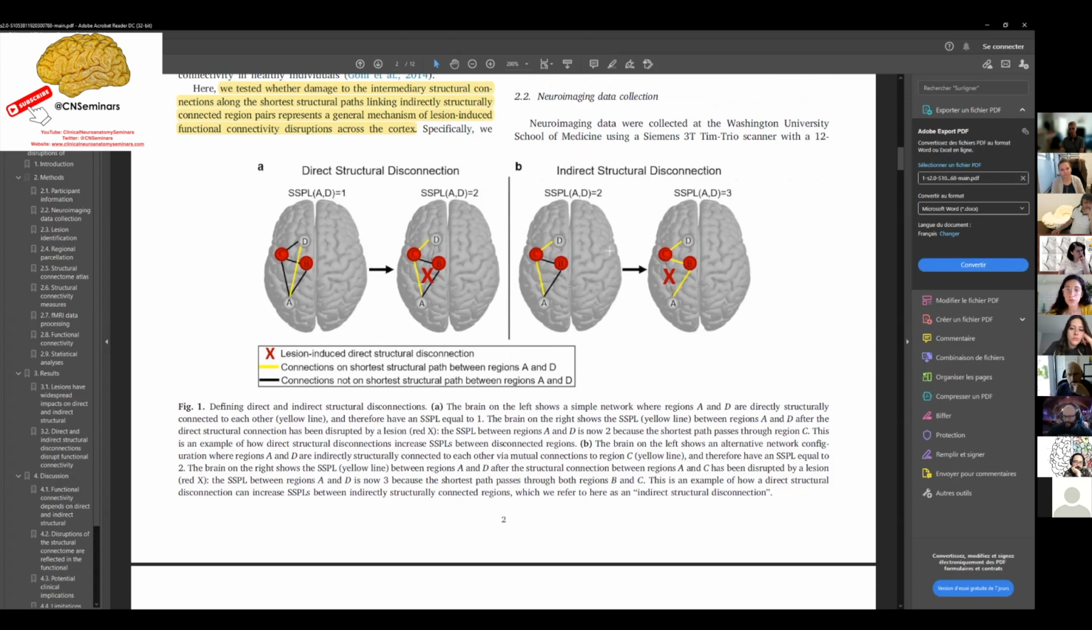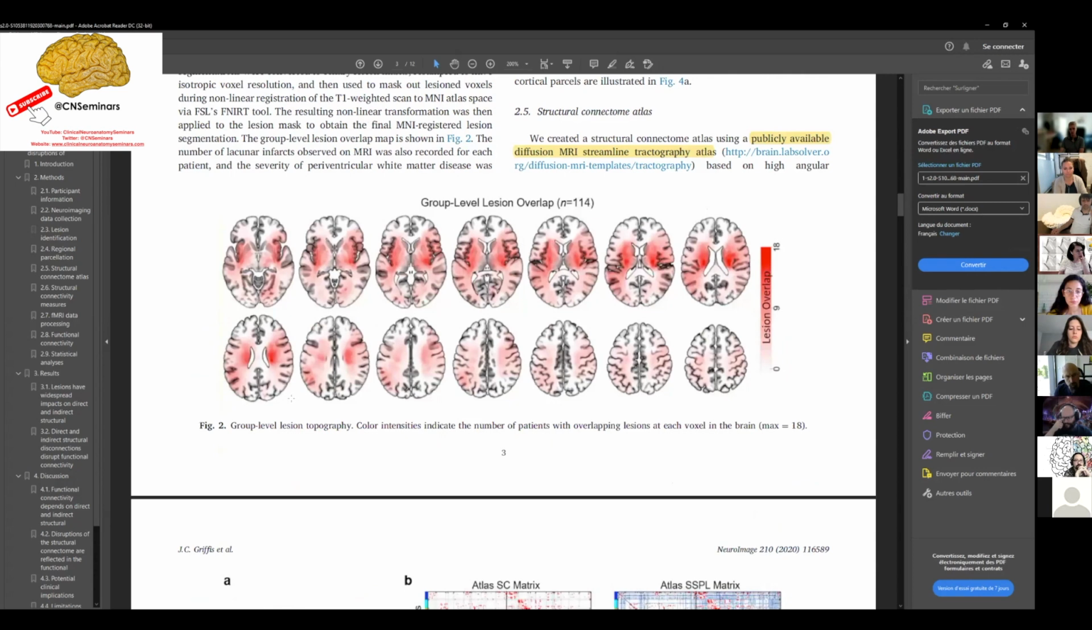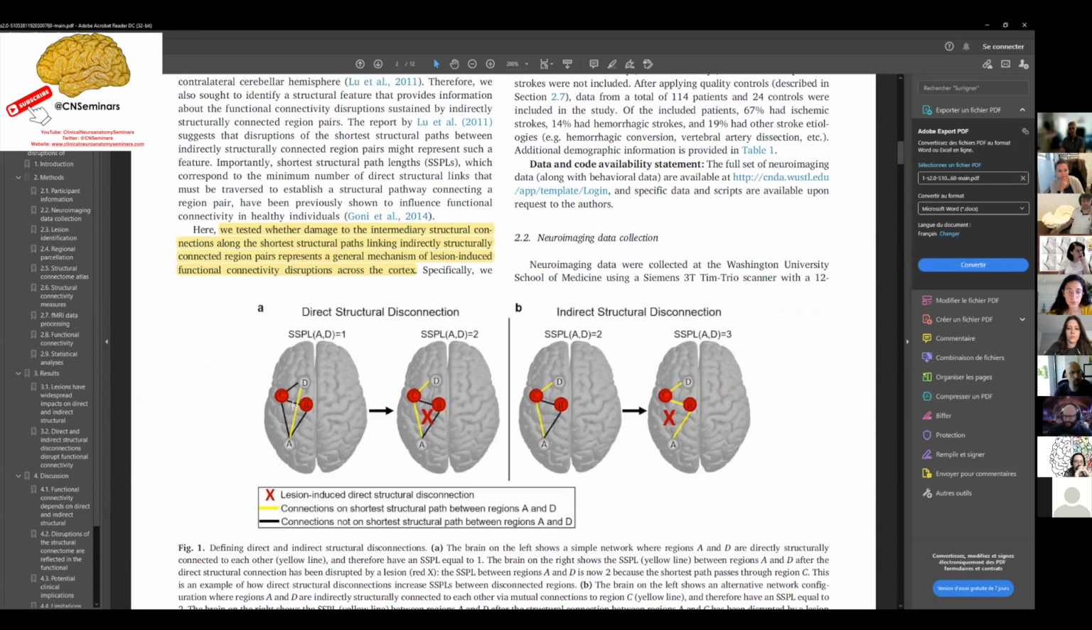And if you disconnect one of these regions, one of these links, it will have to take another path, and it will increase the SSPL to three, as is shown in the figure. So this is one of the things that they look at to estimate what they're interested in, which is to estimate the effect of these different cases, like a direct link that has been disconnected or an indirect link that has been disconnected.